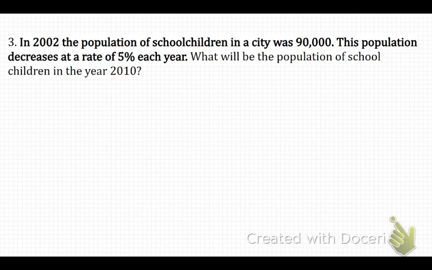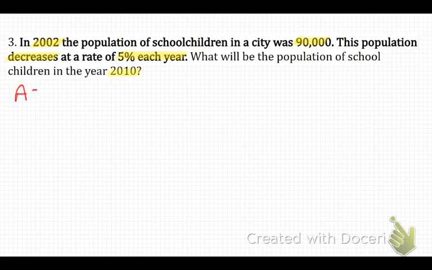In 2002, the population of school children in a city was how much? 90,000. Good, 90,000. This population decreases at a rate of minus 5% each year. What will the population of the school children be in the year 2010?